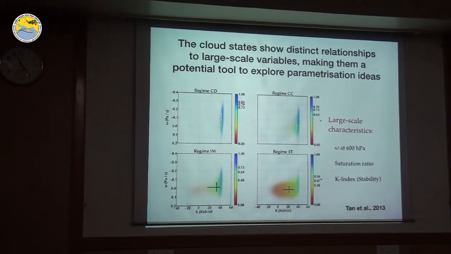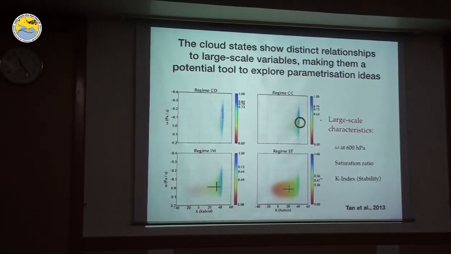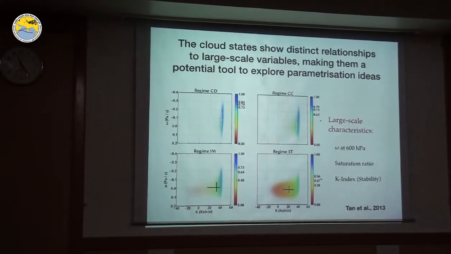If you look at the unorganized regime, what we see is that actually the stability is slightly less unstable, but still quite unstable. It's drier. The atmosphere is quite a bit drier, as we can see here. There's sort of stuff coming out this way, and the ascent is weaker when that regime occurs.